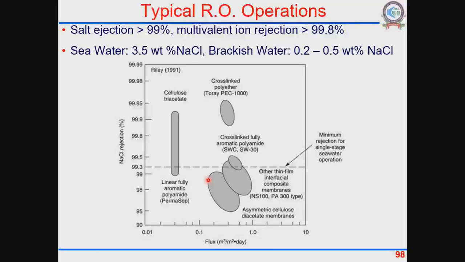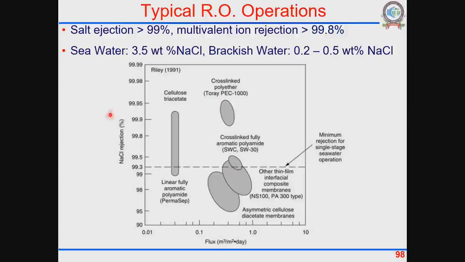Okay, so just some typical RO, if you read this paper from 1991, typical water recovery kind of applications, we want salt rejection of 99% and multivalent ion rejection. So any calcium ions that are there in seawater, magnesium ions that are there in seawater, divalent ions, we want a very large rejection of those. Typically seawater contains 3.53% NaCl. Brackish water, if you see, these are slightly less concentration, 0.2 to 0.58% of sodium chloride.